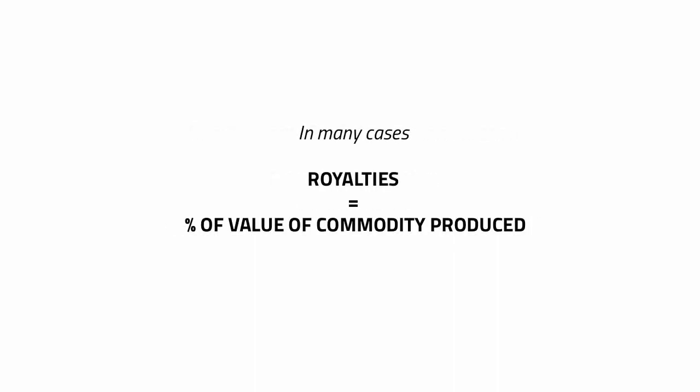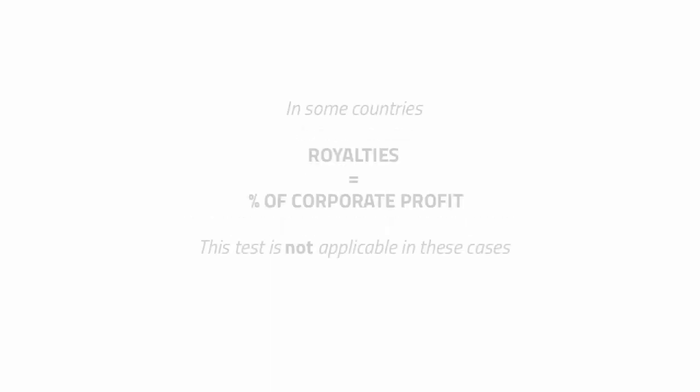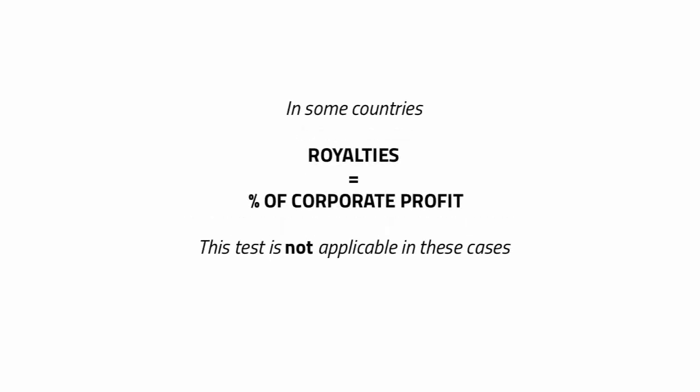Royalties are often the easiest type of government revenue to analyse. This is because in many countries, the amount in royalties paid by a company is simply a percentage of the value of the commodity produced from a project. These are known as value-based royalties. It's important to note, however, that in some countries, royalties are based on the profits made by a company, not on the value of production.